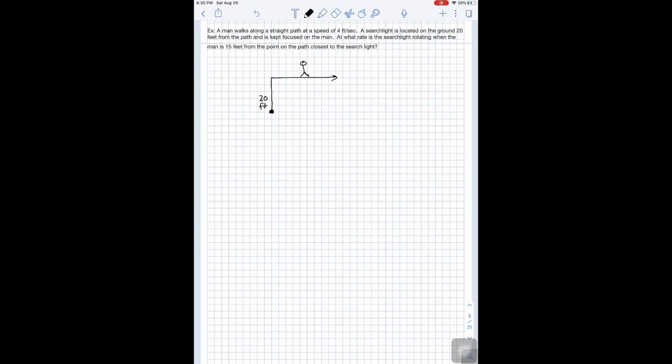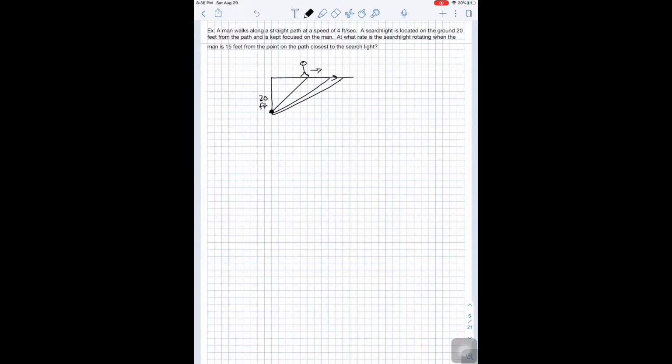And the searchlight keeps focused on the man. So it's like this, but it's also moving. You know, as he goes further this way, it'll go like this, and it'll go like this. So you ask yourself, what's changing?